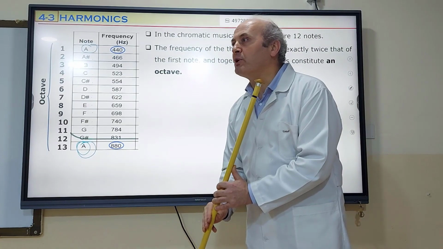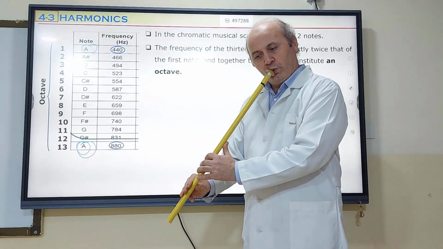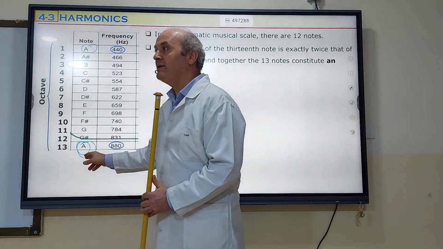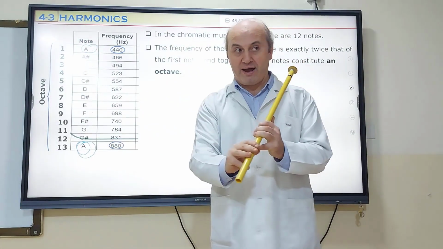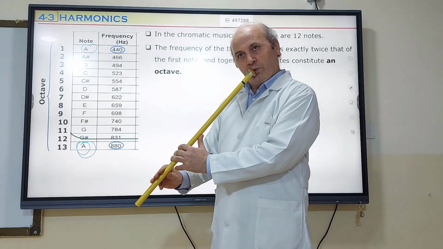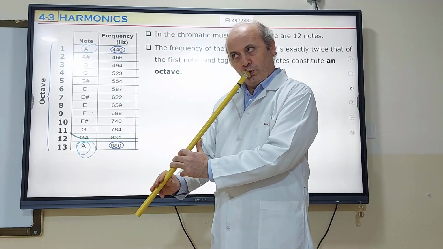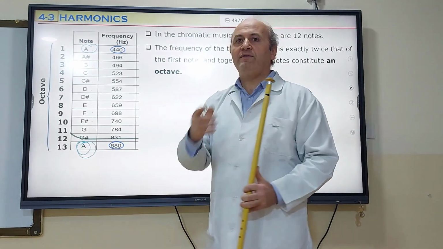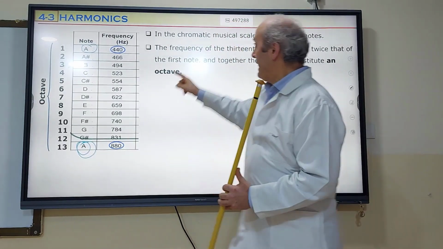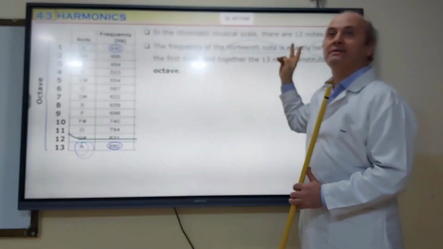This is the first harmonic do. Then I will blow a little faster. I will jump from the first harmonic do to the second harmonic do because I don't open my keys. All the keys are closed, which is do. If you use a frequency analyzer, you are going to see that the second one is twice the first one. So the frequency of the 13th note is exactly twice that of the first note.